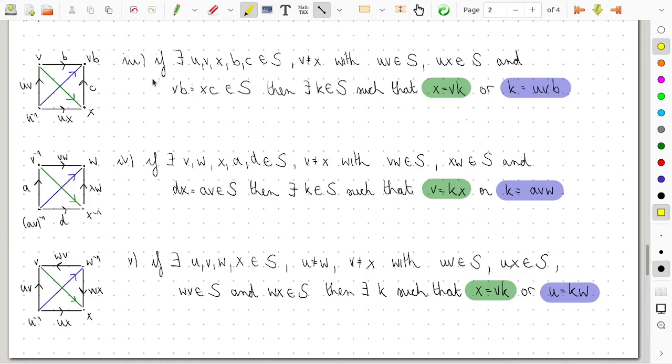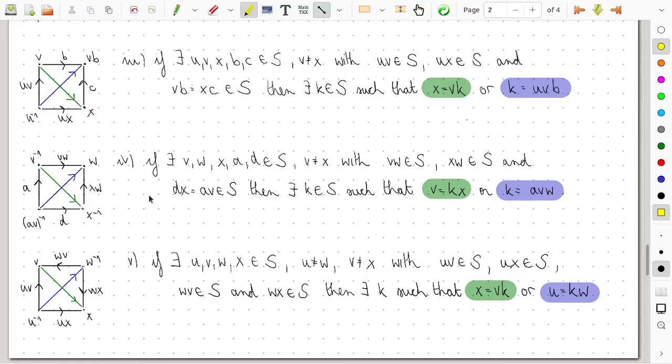The third condition is if there exist u, v, x, c in S, v different from x, uv is an element in S, as well as ux, and vc equals xc is in S. Then there exists k in S such that x equals vk or k equals uv. In the same way as the two previous conditions, this corresponds to a cycle of length 4, which should have a diagonal.